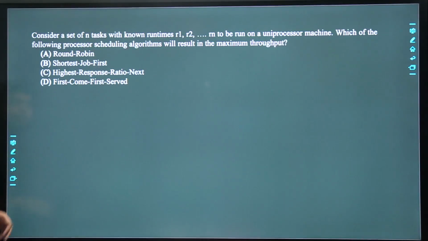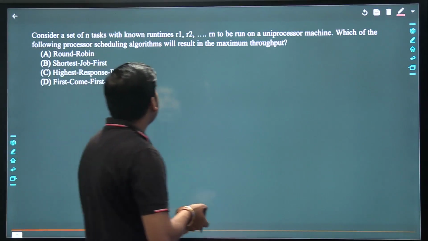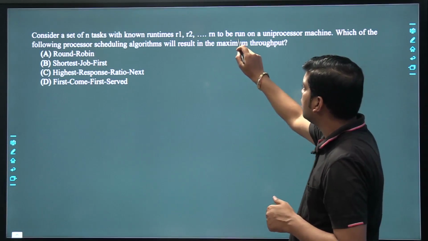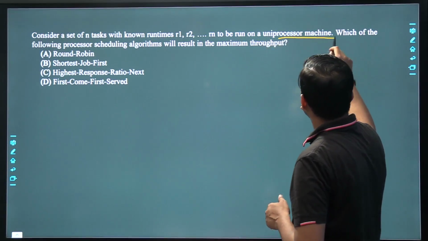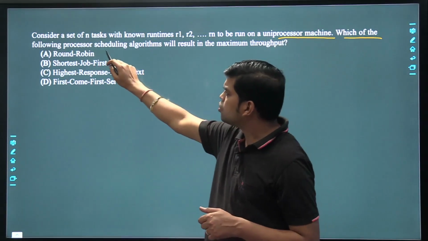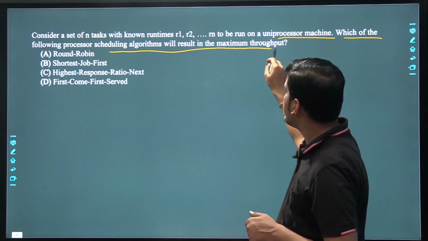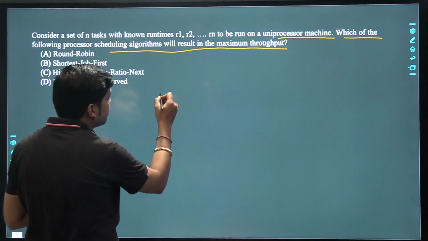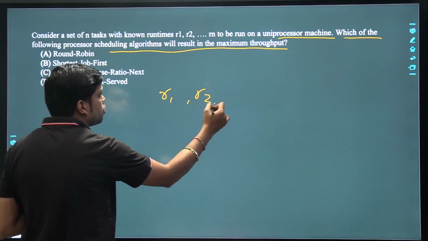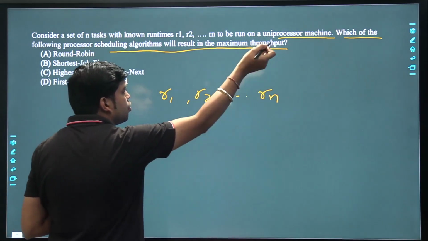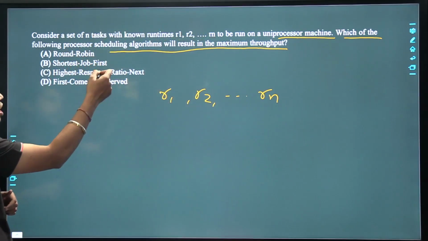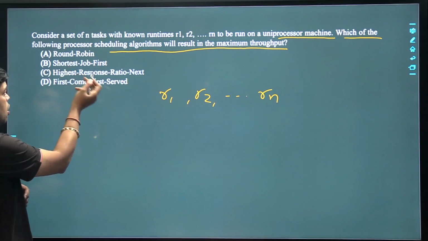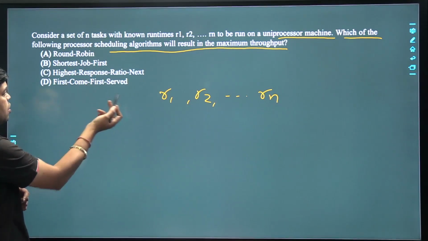Now the next question: consider a set of n tasks with known runtimes R1, R2 up to Rn, to be run on a uniprocessor machine. Which of the following processor scheduling algorithms will result in the maximum throughput? If there are n tasks with runtime, that means the burst time of the process on a uniprocessor, which of the following process scheduling will result in the maximum throughput? Round robin, shortest job first, highest response ratio next, first come first serve.